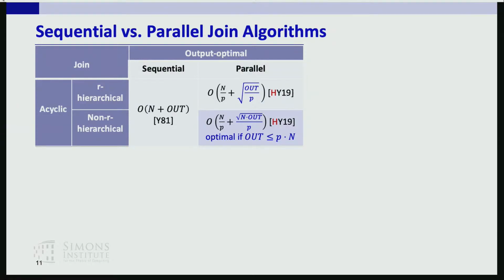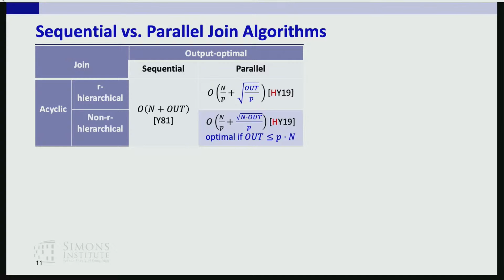The first result is about output optimal algorithm for acyclic joins. So in the literature, more than 40 years ago, the Yannakakis algorithm can already compute all the acyclic join output optimally. However, we observe a separation between R-hierarchical and the non-R-hierarchical join in the MPC model. And more importantly, the output optimality for non-R-hierarchical join is quite limited to very small output size.